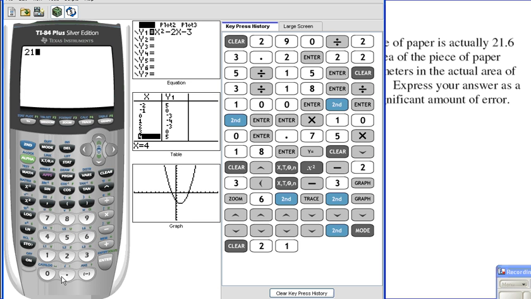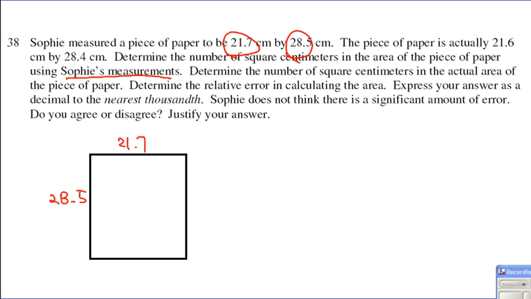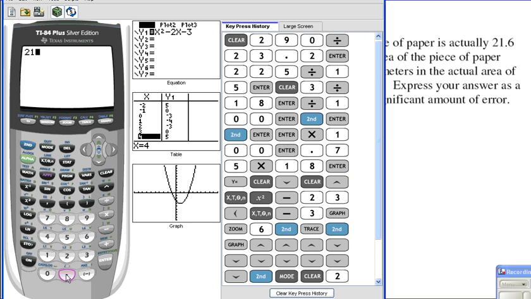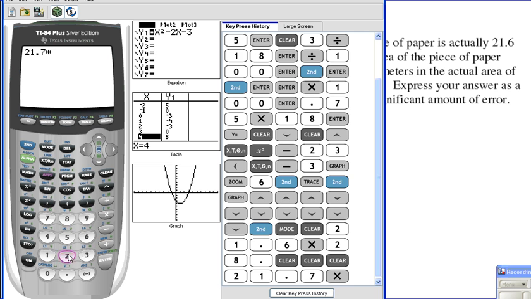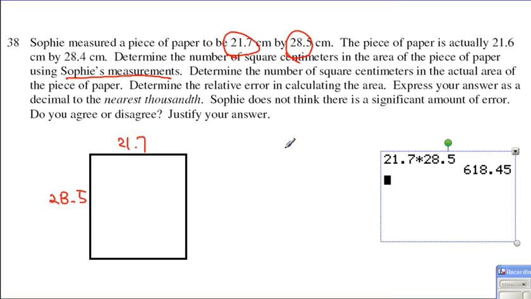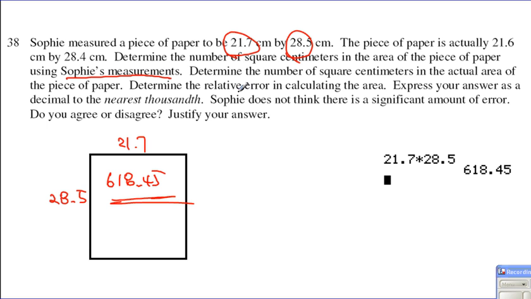we have 21.6 multiplied by 28. Actually 21.7. Sorry, 21.7 times 28.5, and that becomes our answer. So therefore, area will be 618.45.